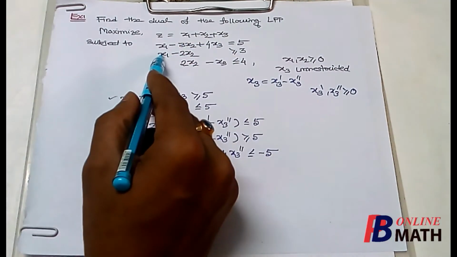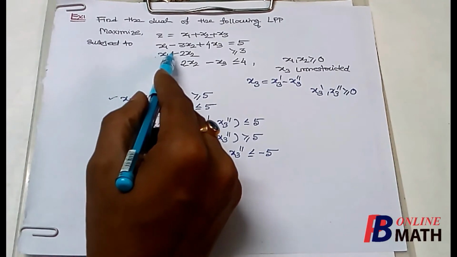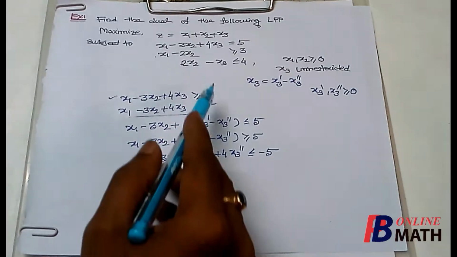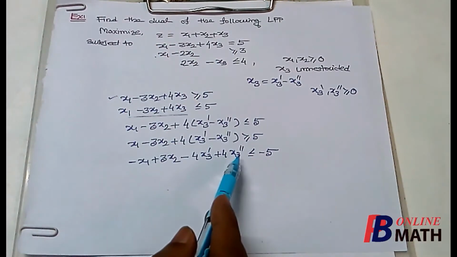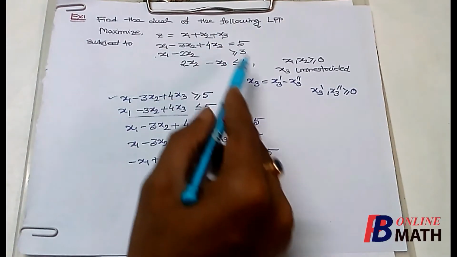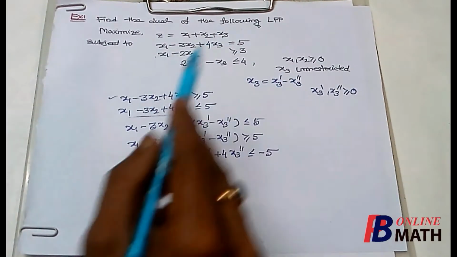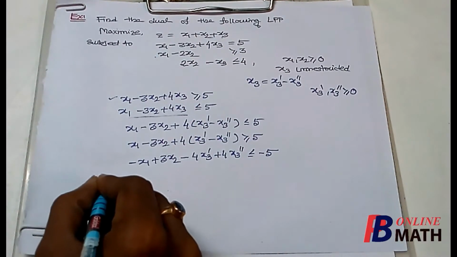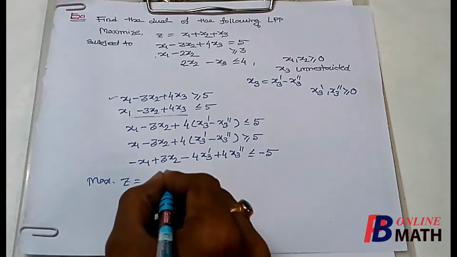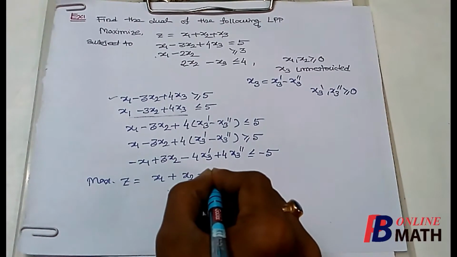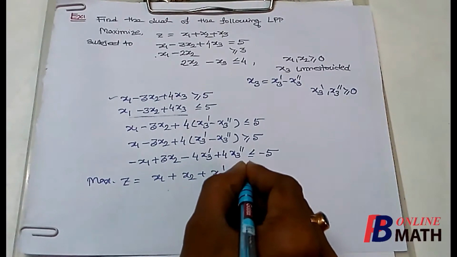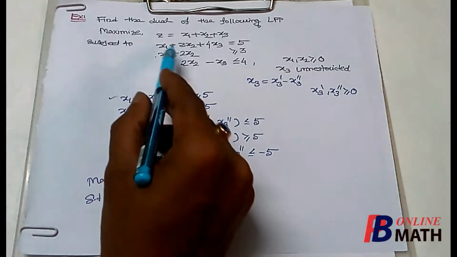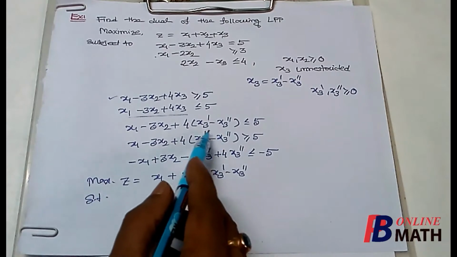Similarly, this second constraint can be written as minus x1 plus 2x2 less or equal to minus 3. So if we convert all the constraints into less or equal to type, and if we replace x3 equal to x3 dash minus x3 double dash, then this primal problem can be written as maximization of z. It will be x1 plus x2 plus x3 dash minus x3 double dash, subject to, now instead of this equation we have considered these two inequalities.